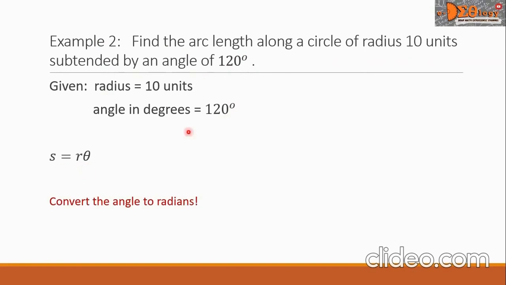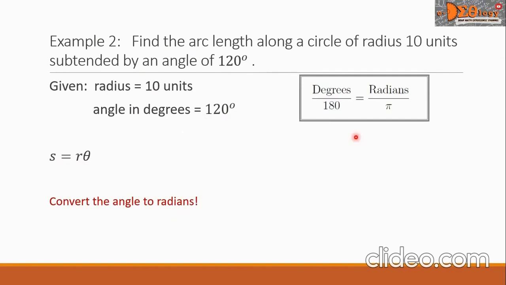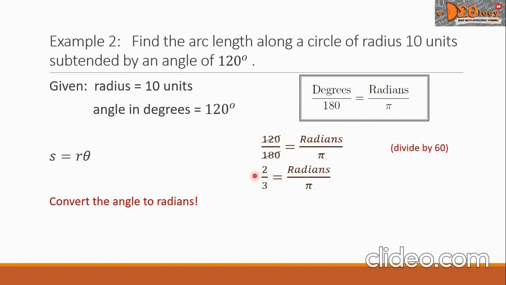But we must convert this angle as expressed in degrees into radians. The conversion formula is here from degrees to radians. We will write again the formula, and for the degrees, we're going to put the 120 value here. And then we will simplify further. We can reduce this 120 over 180 into lowest term. We will divide by 60. So the 120 divided by 60 is 2 over the 180 divided by 60 is 3.